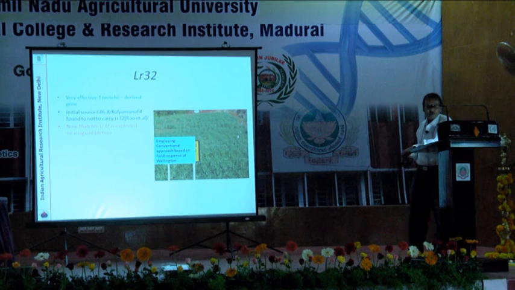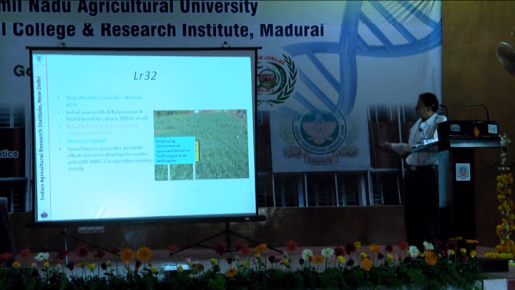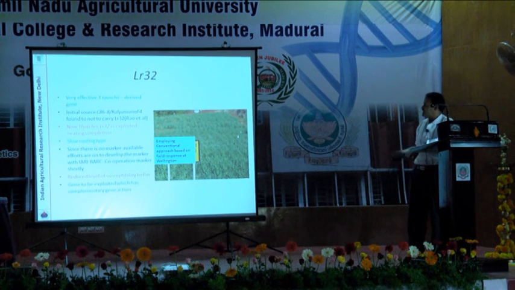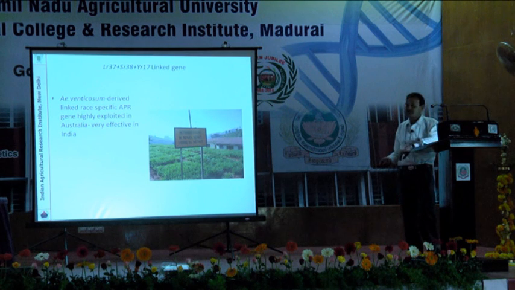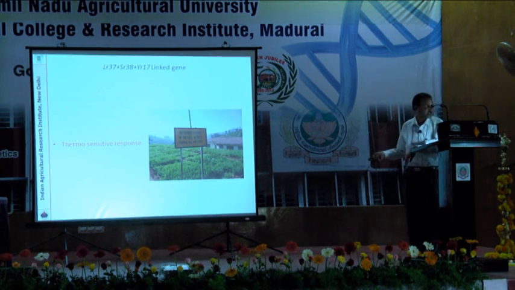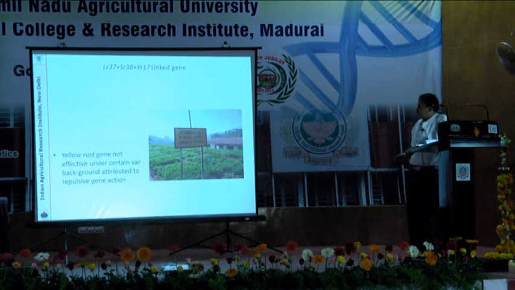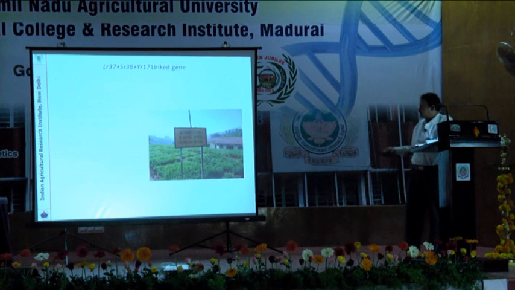Lr32 is also from Aegilops squarrosa, and that is also a slow rusting type, but however a very effective gene, and it combines very well with other genes. Then Lr37 has the advantage of being linked to 3 genes. The one is stem rust, another is yellow rust, and it is temperature sensitive. And the yellow rust gene is not effective under certain varieties because of the gene action.